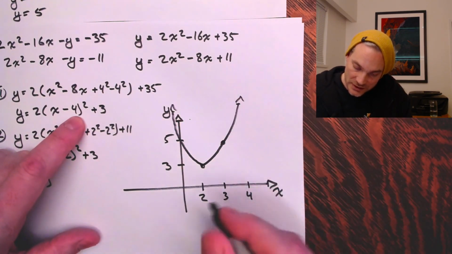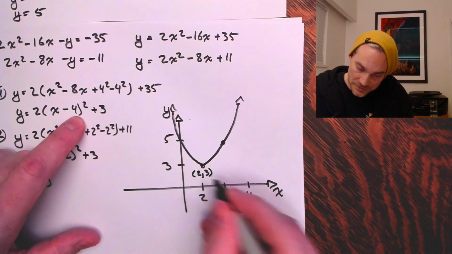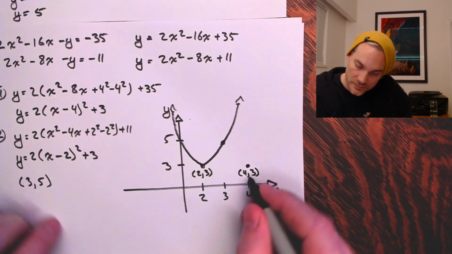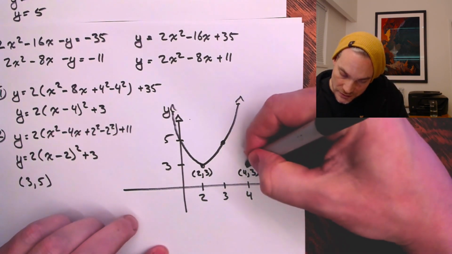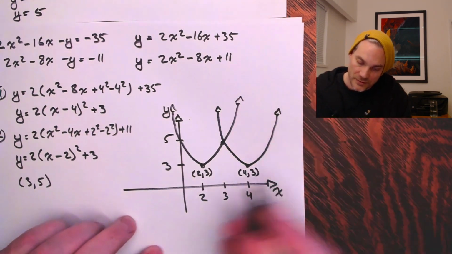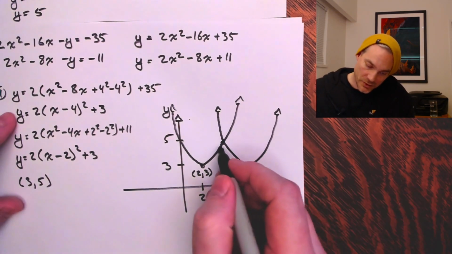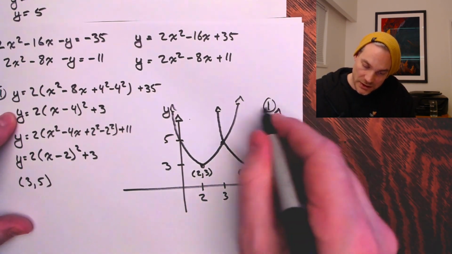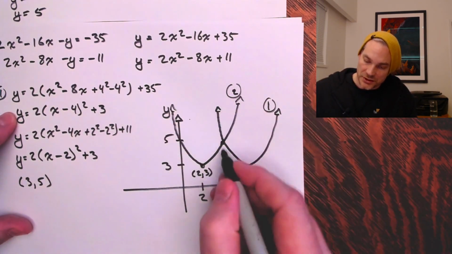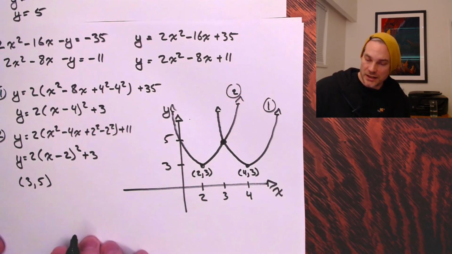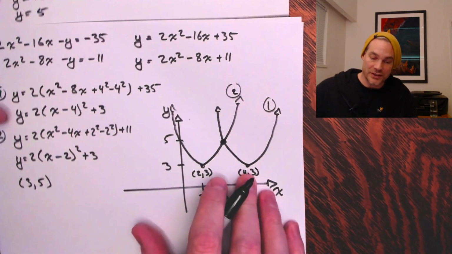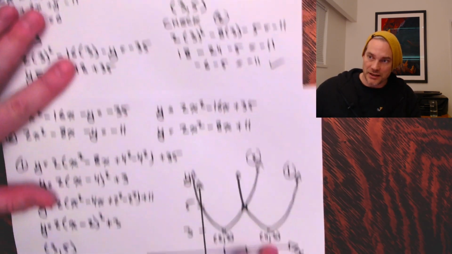And the other one has a vertex. This vertex was 2, 3. This one has a vertex here at 4, 3. And it has to go through this point of intersection. And then it goes up like this. So this one here is equation 1, and this is equation 2. So equation 1, equation 2, this is the solution. And that is how you graph a quadratic system of equations and how you solve it algebraically as well. This is an algebraic method and a graphing method.